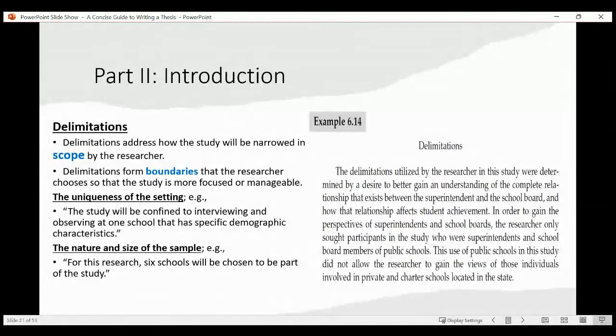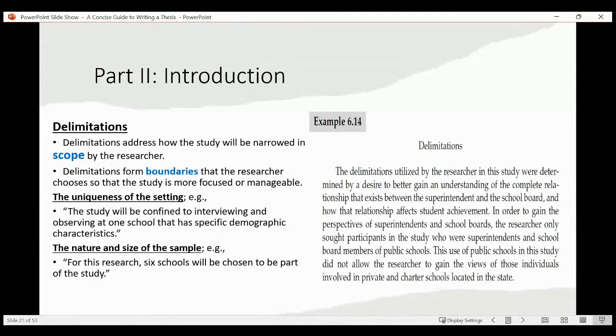We also have delimitations. Delimitations, simply put, are the scope of your study, the boundaries that you create in your study. In a simple way, we have 2 ways of mentioning limitations. The uniqueness of setting. For example, look at this example here. The study will be confined to interviewing and observing at one school that has specific demographic characteristics. I choose this school because it has specific demographic characteristics. This is the scope of my study. If we want to consider this as a limitation, you can say we cannot generalize the result of this study because I only focus on one school.